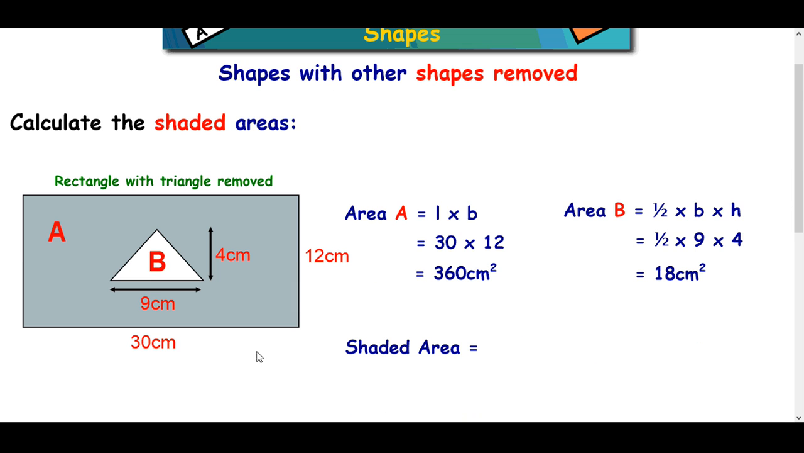Now in order to work out the actual shaded part, you've got the blue rectangle, but the white bit's been removed. Now when something's been removed mathematically, then you don't add them together. You would do a takeaway sum, and you would get your answer of 342 centimetres squared. If you were to paint this, you wouldn't have to paint the middle bit here, would you? So it would be less than 360 centimetres squared.